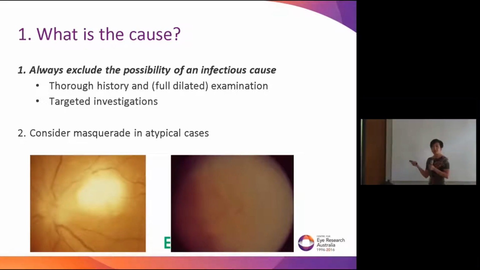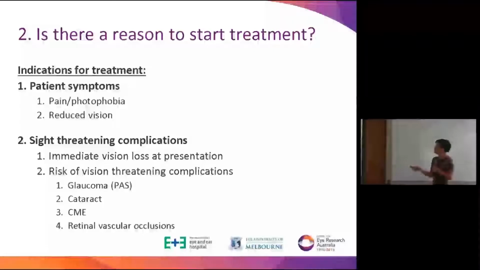With non-infectious uveitis, a lot of it hinges on whether or not the patients have symptoms to warrant starting treatment. That's usually pain or reduced vision, or do they have sight-threatening complications as a result of their inflammation, which you want to try and prevent. So these might be immediate loss at presentation due to, say, significant vitritis, or it might be due to the development of vision-threatening complications as a result of untreated chronic inflammation. So we're talking about cataract, glaucoma, and CME, obviously.